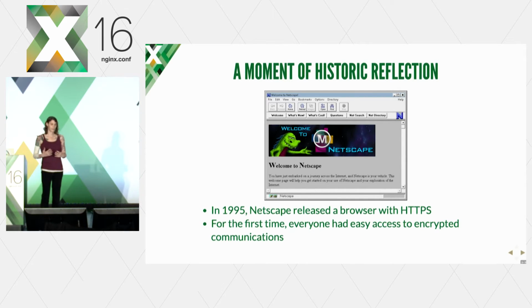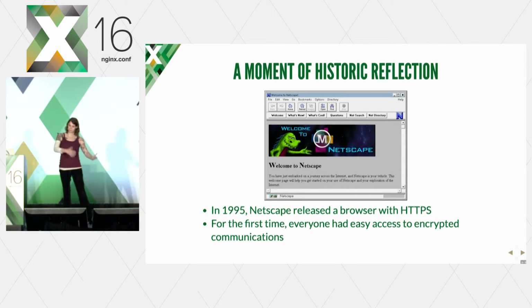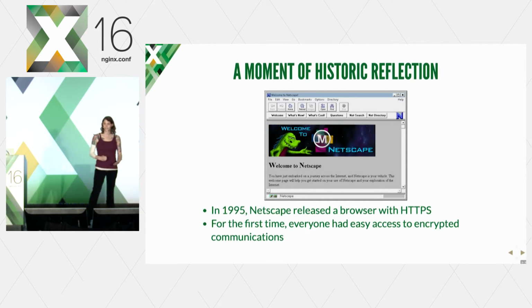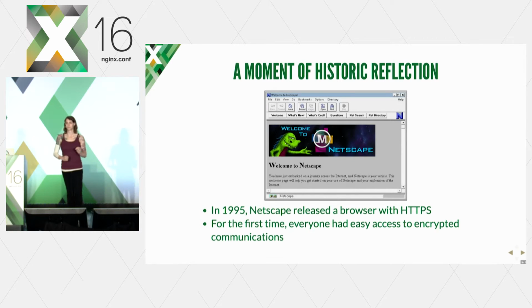And even some very technical people could use tools like PGP, and you could set up a PGP key pair, and you could try to convince your friends to set up PGP, and you could send messages back and forth. But by and large, all of this technology was beyond the reach of an average person. And that's why HTTPS was so important.